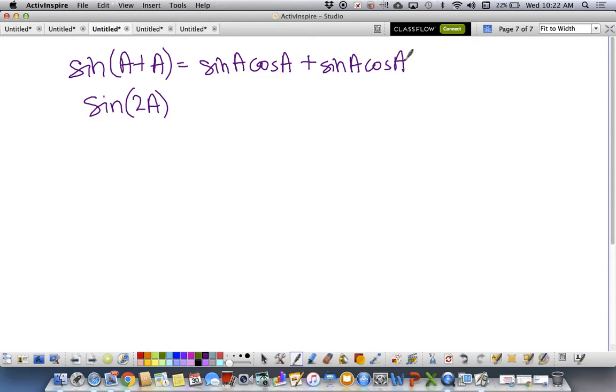I know the book, the worksheet writes it cosine then sine, but it doesn't really matter which one is first because the commutative property of multiplication is amazing. So what is sine A cosine A plus sine A cosine A? It's just two of the same thing. 2 sine A cosine A. We actually have another formula. This is called a double angle identity.